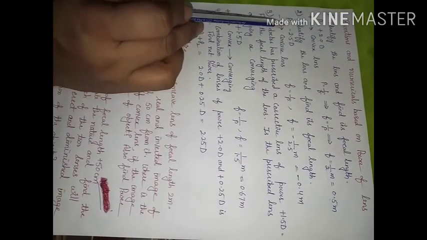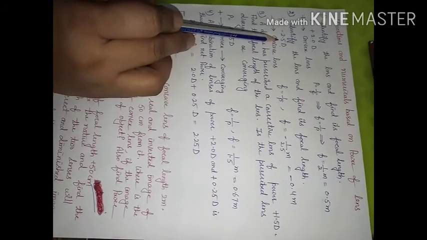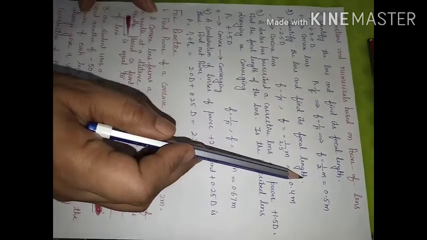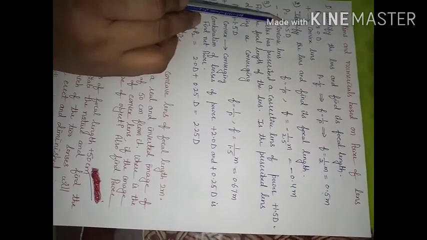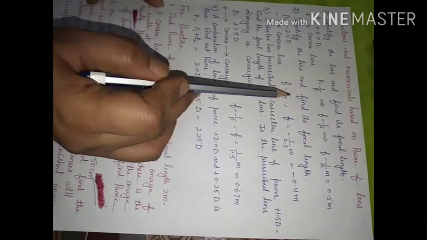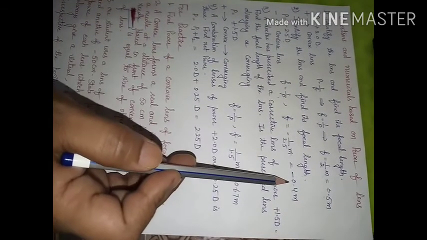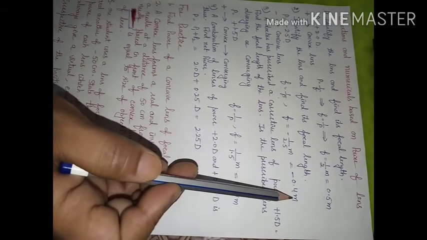If this is the question, power is minus 2.5 diopter, you have to identify the lens and you have to find its focal length. So negative sign shows this is concave lens and focal length reciprocal of power. When you will solve it, you will get answer minus 0.4 meter.